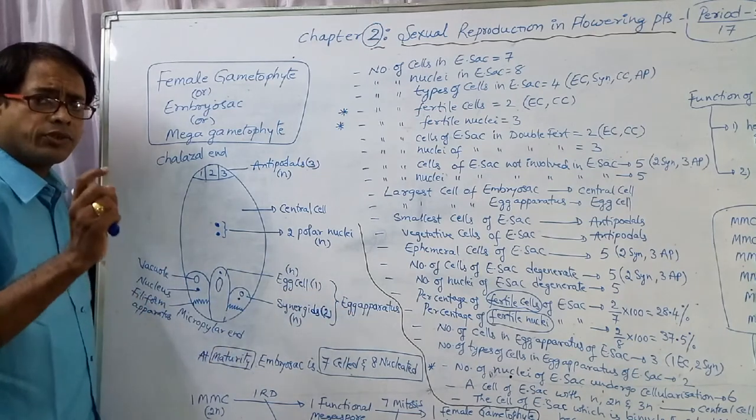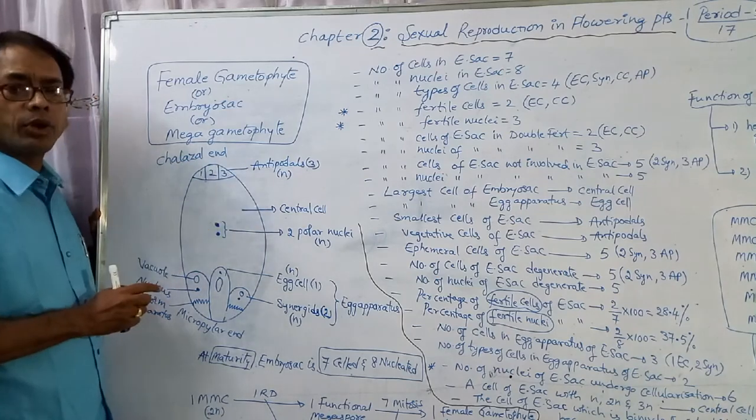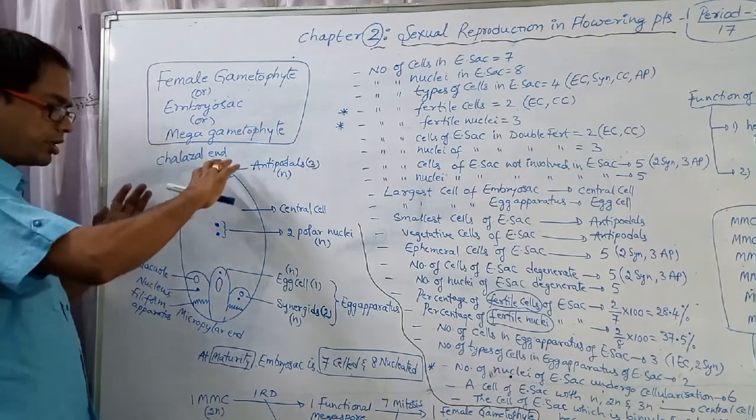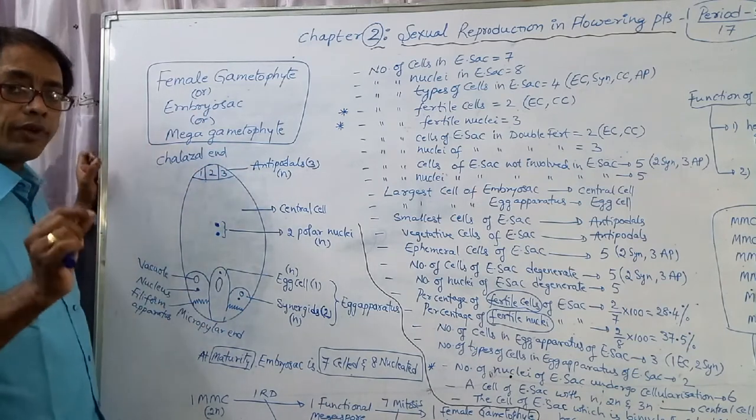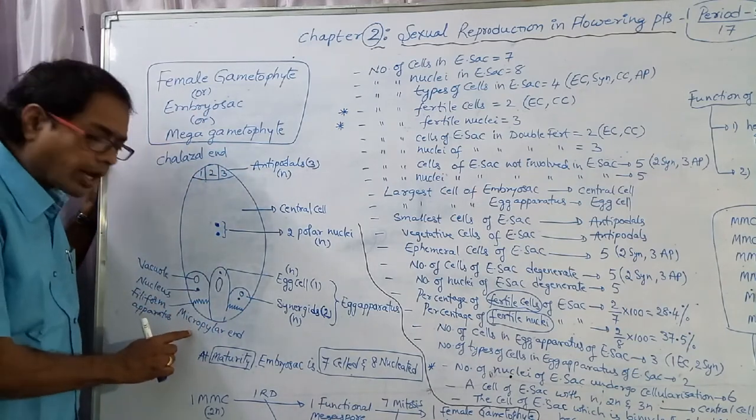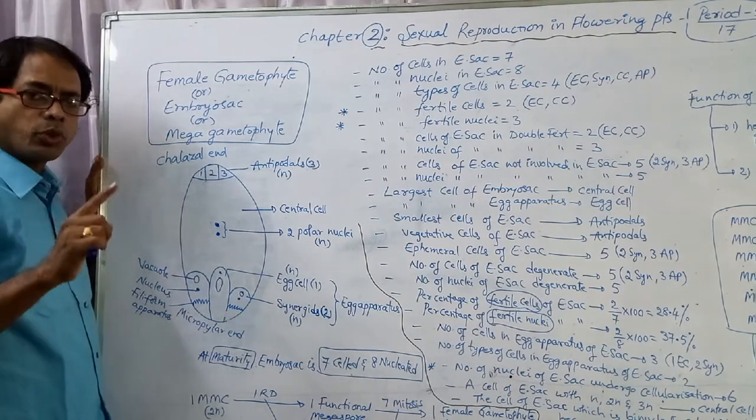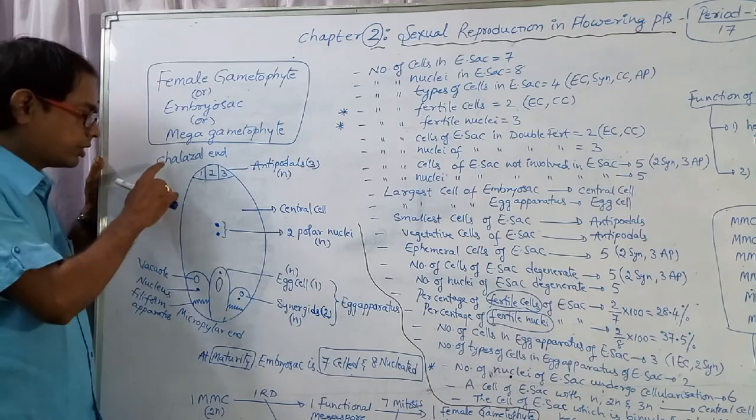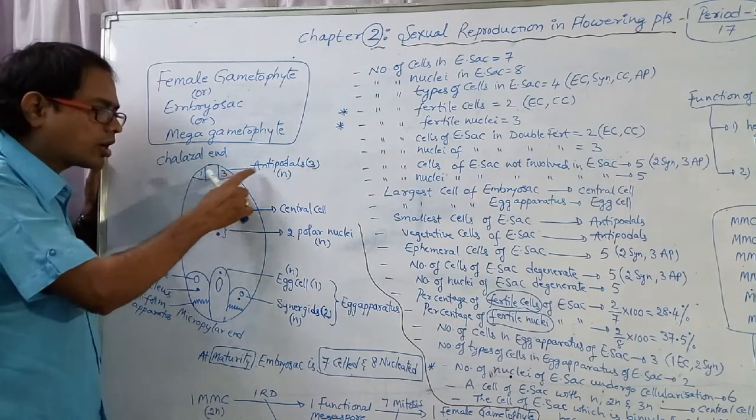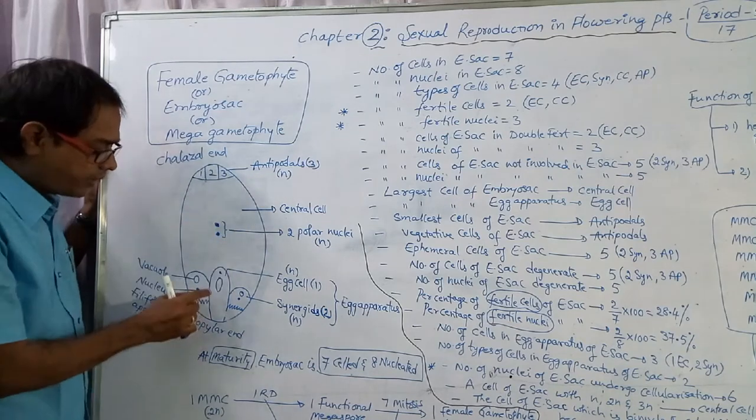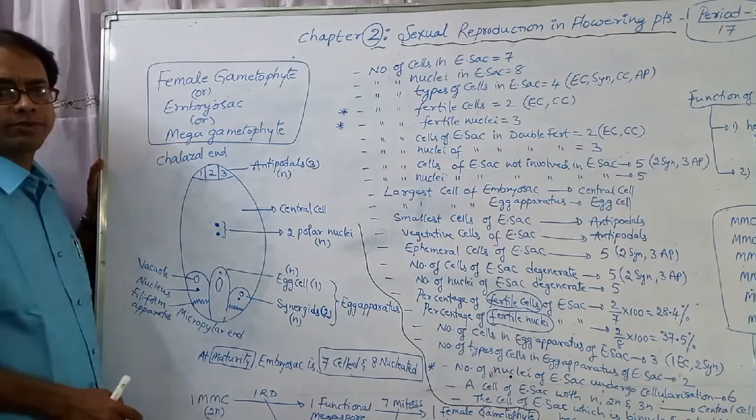The three cells which are grouped together at the chalazal end are called antipodals. Sometimes this diagram may be in reverse order also. Then what we have to see is where the micropylar end is and where the chalazal end is. Those points we have to remember. Where the chalazal end is, those three cells are called antipodals. Where the other three cells are, that part is called the egg apparatus.